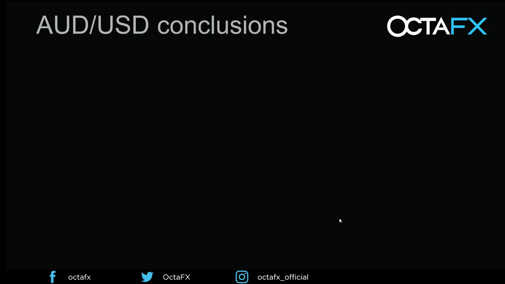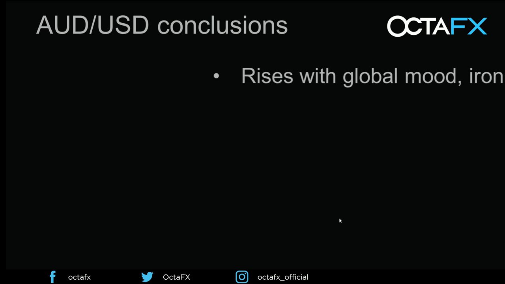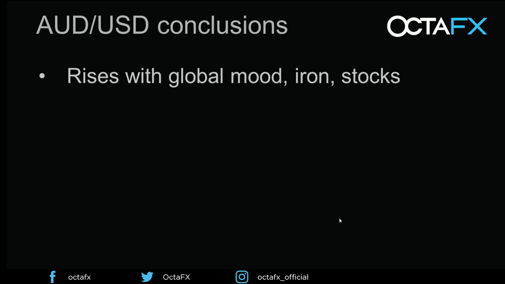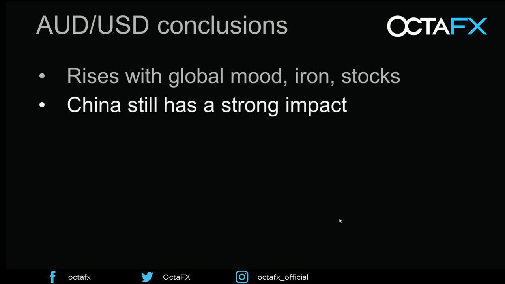Okay, so we've come to the end of this webinar about Aussie dollar against the US dollar. Here are the conclusions, the top points we've talked about. In general, the Australian dollar rises with the global mood, with iron, with stocks. When everybody's happy, the Australian dollar enjoys momentum, and it falls, of course, when everything is negative. When stocks fall, prices of commodities fall, and the mood is negative. China, the world's second largest economy and Australia's number one trading partner, still has a very strong impact.